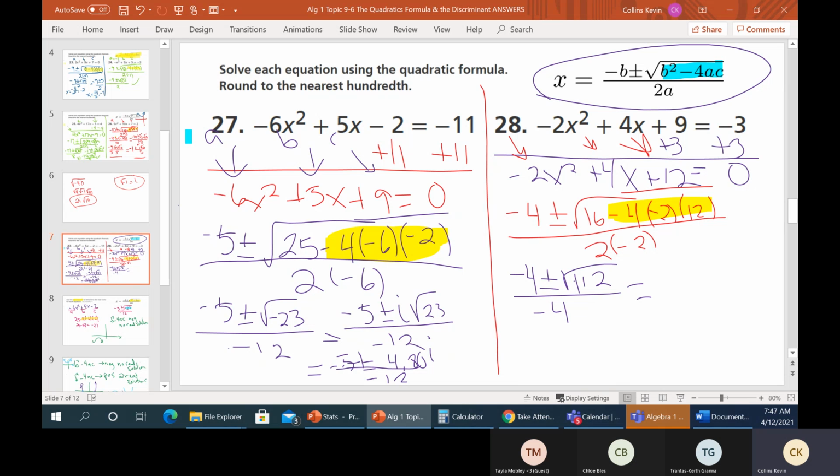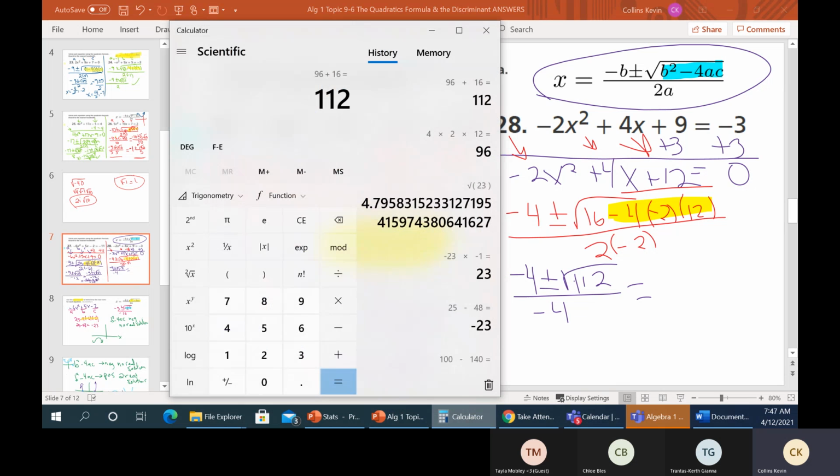All right, so here's how we do this. We're going to do minus 4. Get our calculator out here. So we do minus 4.